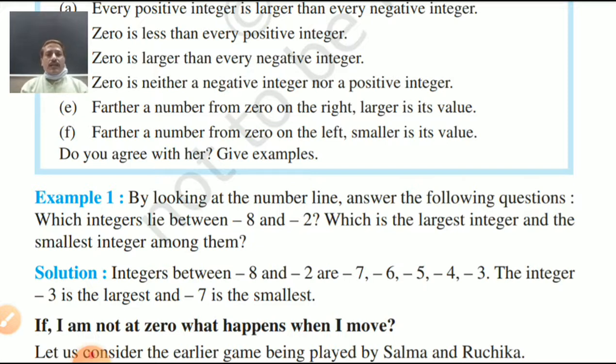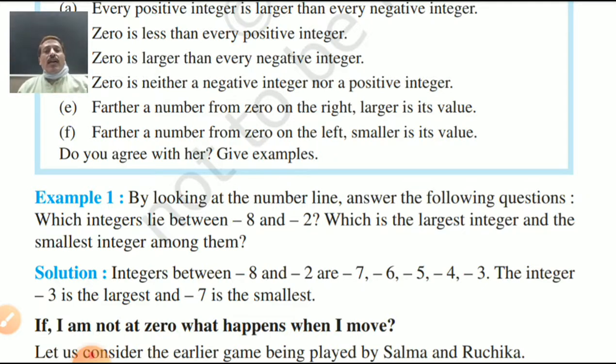By looking at the number line, answer the following questions. Which integers lie between minus 8 and minus 2? Second, which is the largest integer and the smallest integer among them? You should show this on the number line. The integers between minus 8 and minus 2 are minus 7, minus 6, minus 5, minus 4, minus 3. Not included are minus 8 and minus 2. So minus 3 is the largest and minus 7 is the smallest. Here the answer is over. Yes.